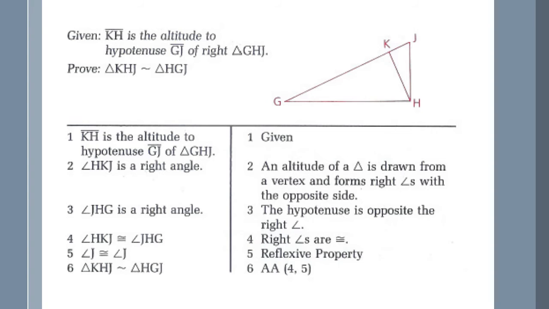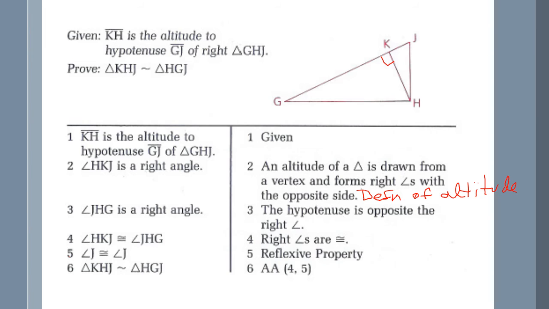Here we have another proof. Given that segment KH is the altitude to hypotenuse segment GJ of right triangle GHJ, we want to prove that triangle KHJ is similar to triangle HGJ. So first thing we want to state is the given. Okay, and we have our altitude, and since it's an altitude, we have a right angle. I would say this could probably be the definition of an altitude, right here.